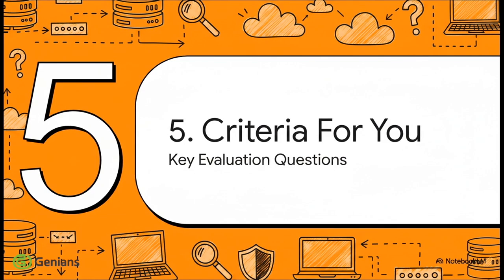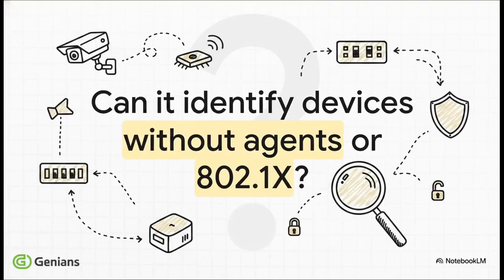Okay, this brings us to our final section. Let's distill all of this down into a few key questions you should be asking when you're looking at any NAC solution. Question number 1, and this is probably the most critical. Can the platform just see and identify all your devices, especially the unmanaged ones, without forcing you to install an agent or reconfigure a single switch? Because if the answer is no, you are not going to achieve full visibility, period.